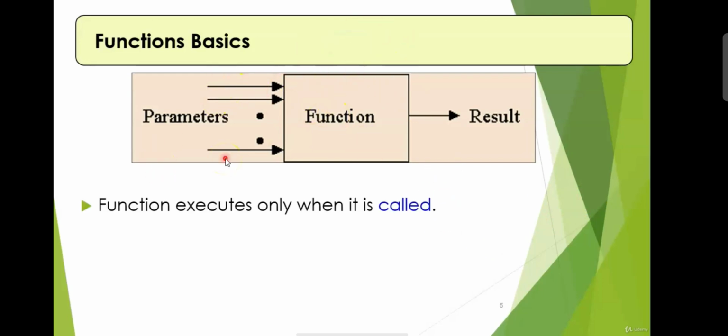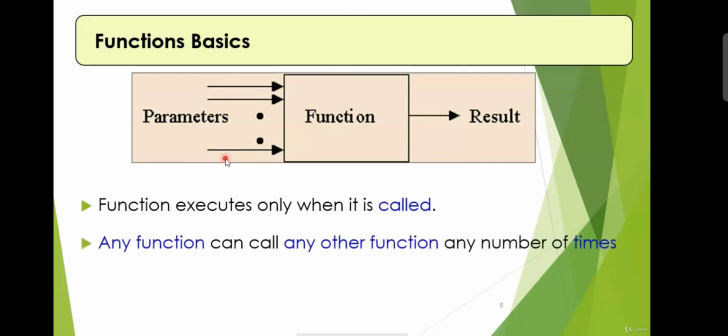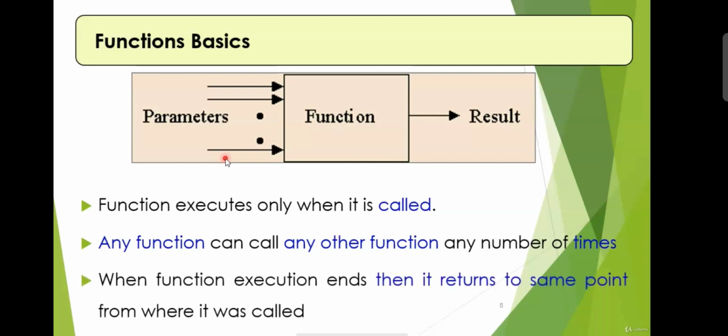A function executes only when it is called. Any function can call any other function any number of times. So there is no restriction on which function can call which other function, or any restriction in terms of the number of calls as well. When function execution ends, it returns to the same point from where it was called.